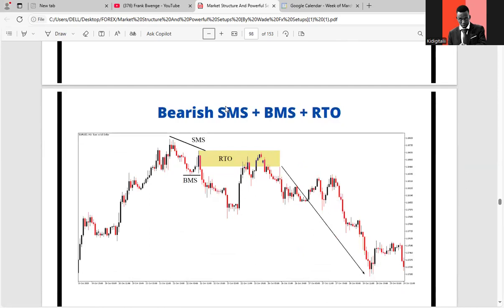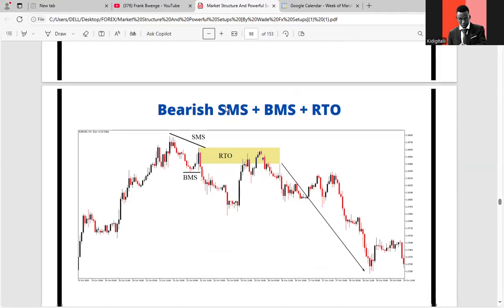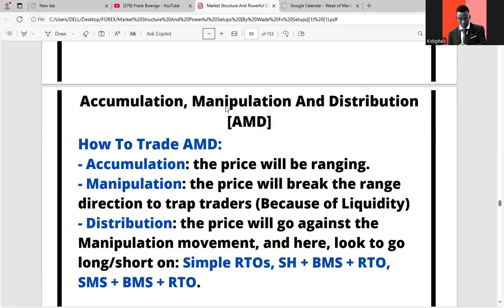Easy. You can see here also, we have shift of market structure. Then the BMS was broken there. The market went down and then it went back to return to the order block to take our trades.